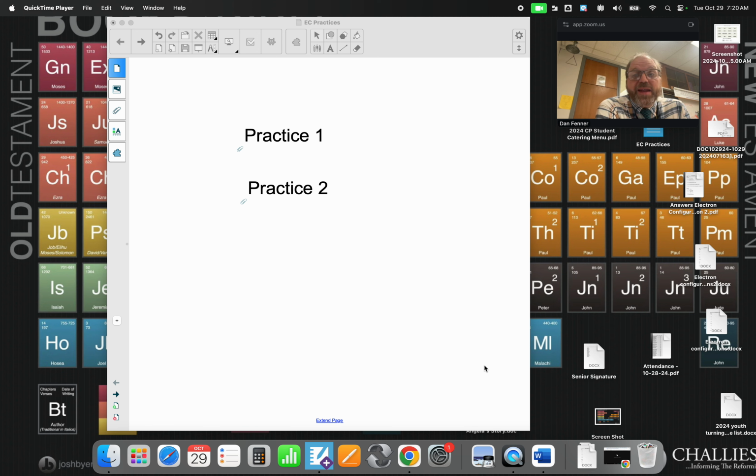We're looking today at electron configuration practice. I have two practices listed here. My class is only going to do one. I have an additional one, if you want it and need it, it's there. So let's get started. Here's the first practice.